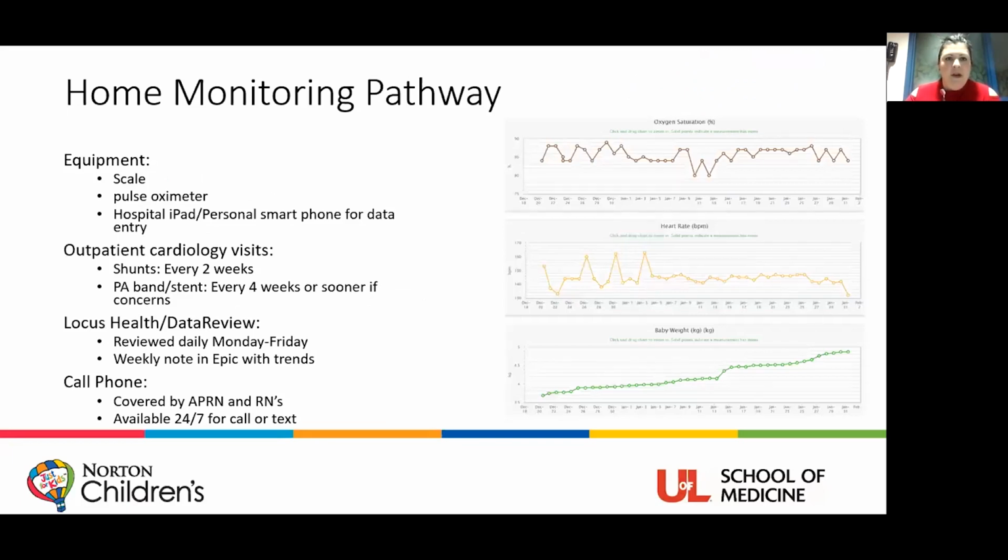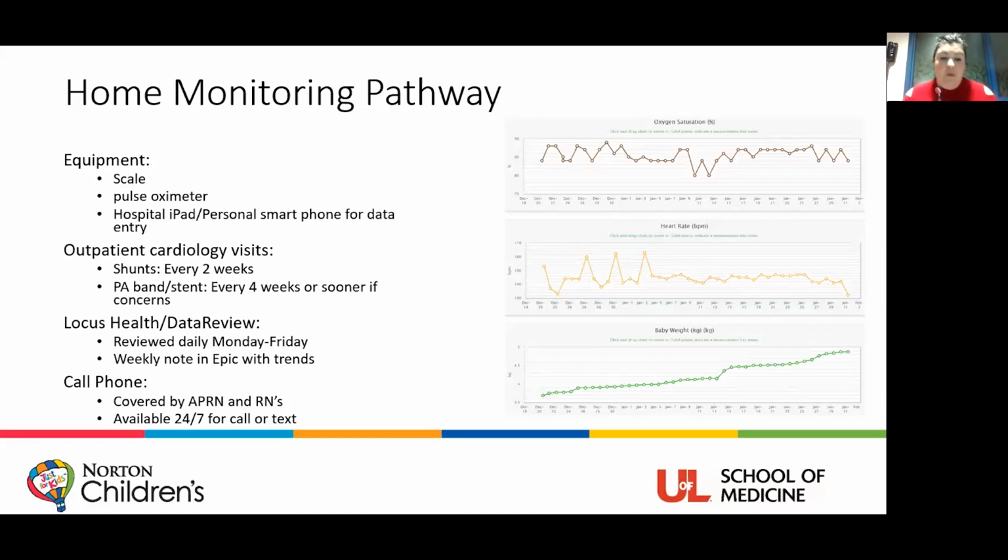So what is the home monitoring pathway? All of our patients, once they're discharged, will go home with a scale, pulse oximeter, and either an iPad that we provide, or if they have a smartphone that has reliable cell service, that they can use for data entry.